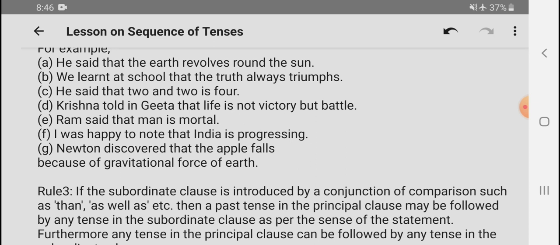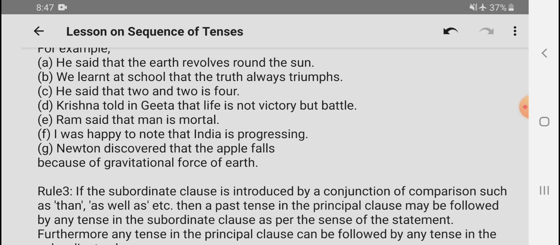Example C, he said that 2 and 2 is 4. That's a mathematical calculation. That's always true. So tense will not change. Simple present tense will be followed in the subordinate clauses. Krishna told in Gita that life is not victory but battle. This is a historical fact. Ram said that man is mortal, universal truth.